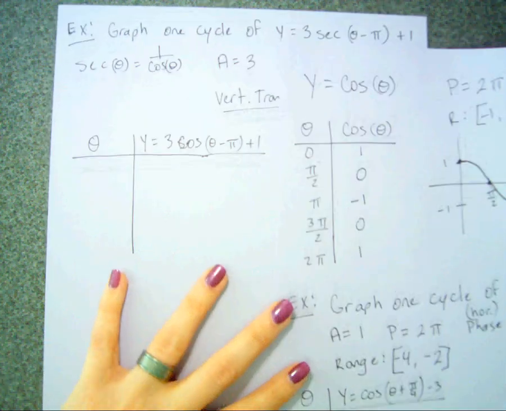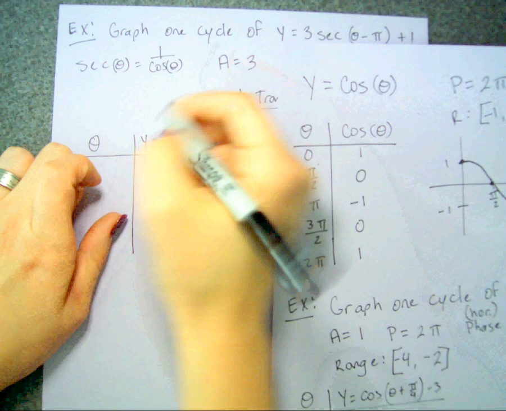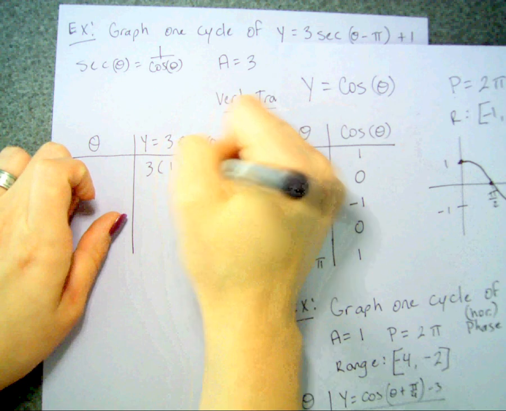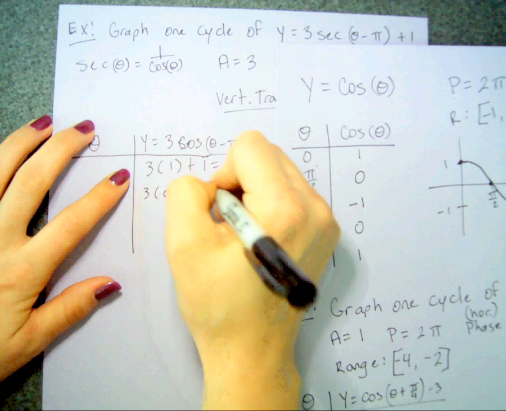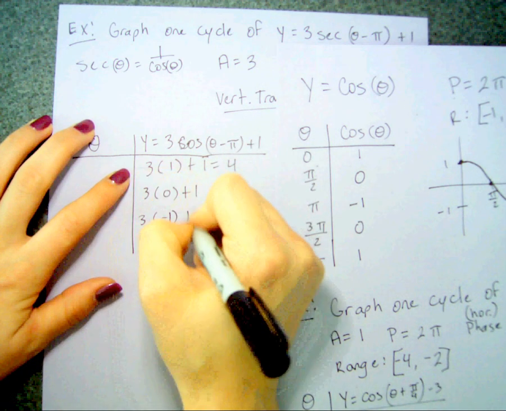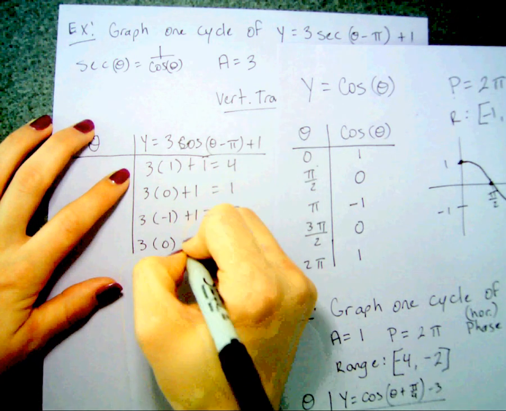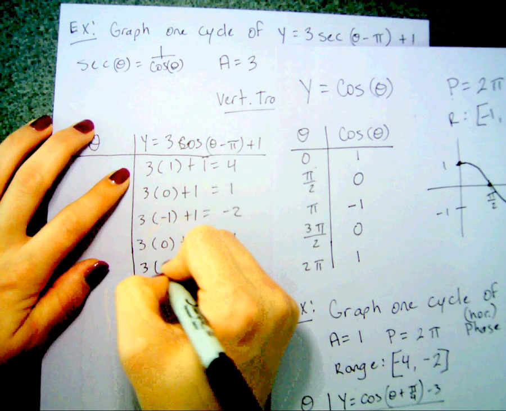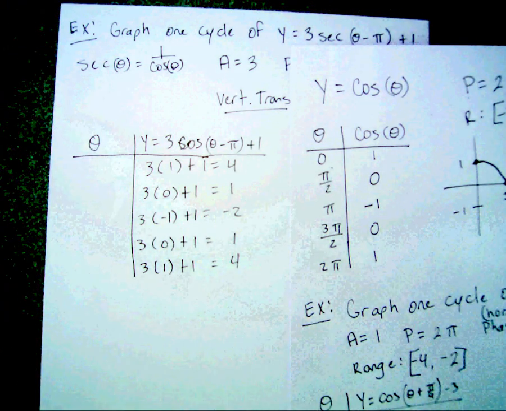So I'm going to multiply by 3 and add 1. So 3 times 1 is 3, plus 1 gets me 4. 3 times 0 plus 1 gets me 1. 3 times negative 1 plus 1 gets me negative 2. 3 times 0 plus 1 gets me 1. And 3 times 1 plus 1 gets me 4. So there's all my new y values.